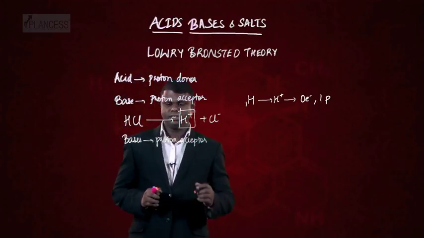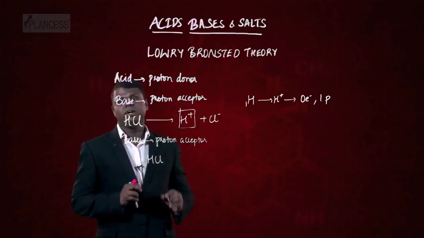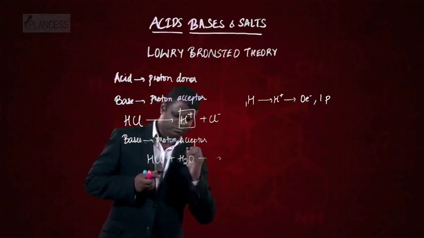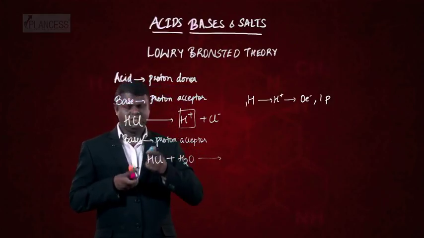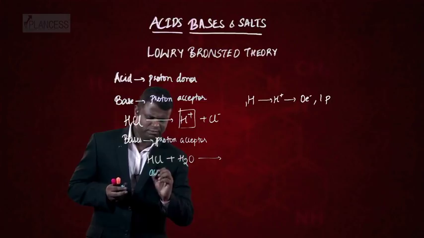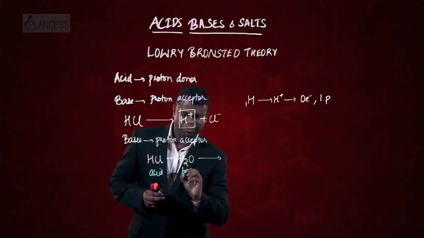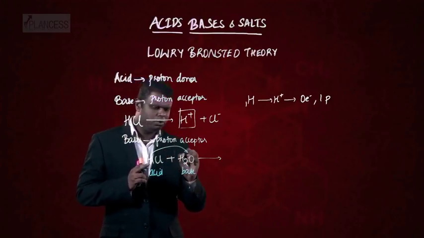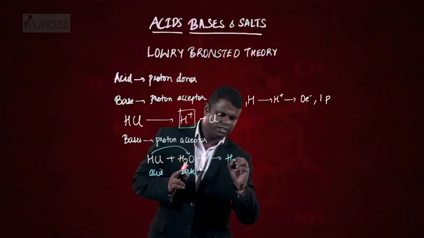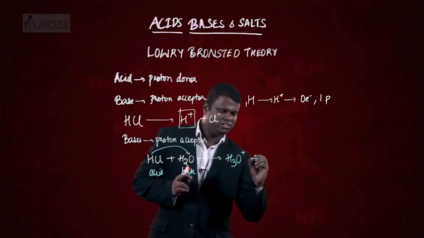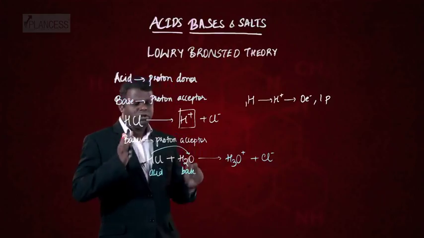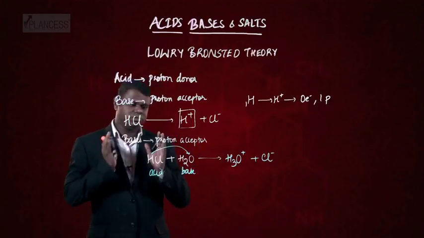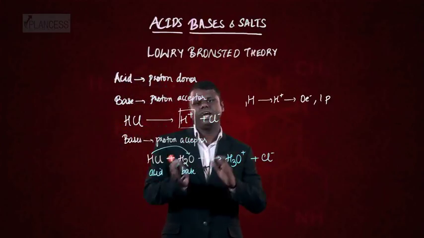Now let's take a very simple case of HCl undergoing ionization. When HCl is dissolved in water, you have HCl as an acid and H2O as a base in this case. So HCl donates a proton to H2O, as a result of which it forms H3O+ and Cl-. So water can exhibit a dual behavior, that is, behavior as an acid when it reacts with a base and behavior as a base when it reacts with an acid.